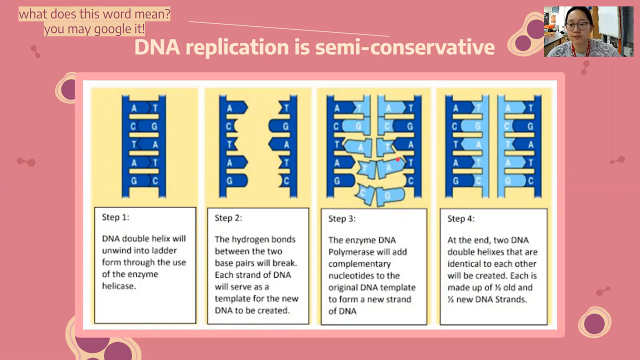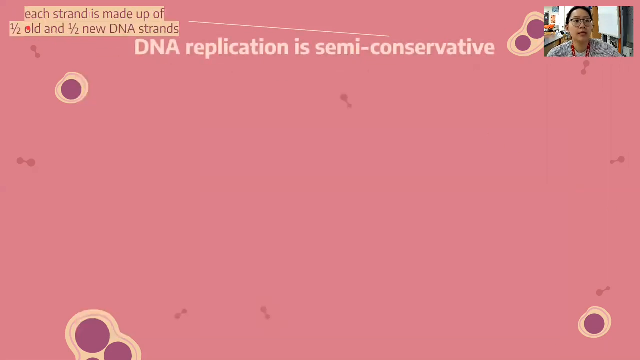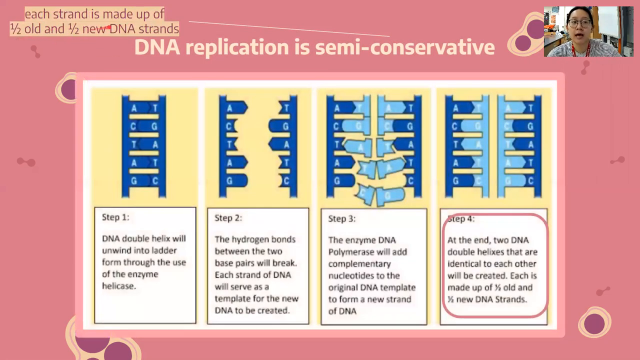They're matching now. Step 4, at the end, 2 DNA double helixes that are identical to each other will be created. And each is going to be made up of half old and half new. Okay, so semi-conservative is talking about how each strand is made up half old and half new of the DNA. That's what it means.